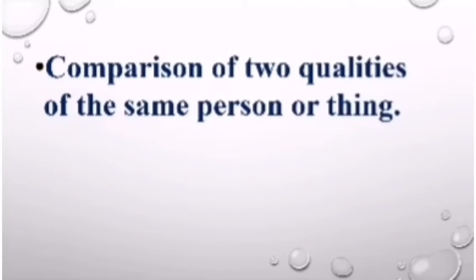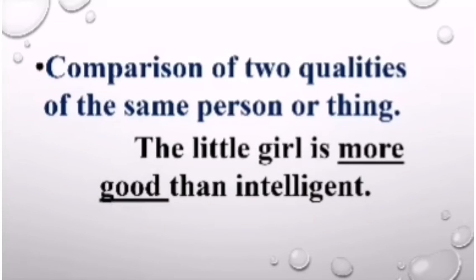Now comparison of two qualities of the same person or thing. When the same person has two qualities and both are to be compared, we use the word more. We don't use the second form, that is comparative degree, directly. The little girl is more good than intelligent. That means we are not going to use better here, we will use the form more.